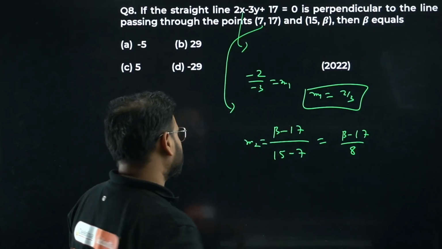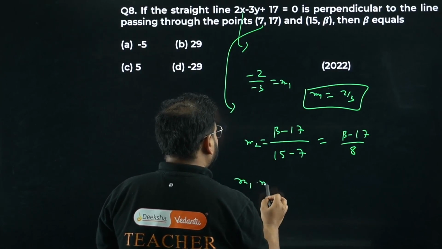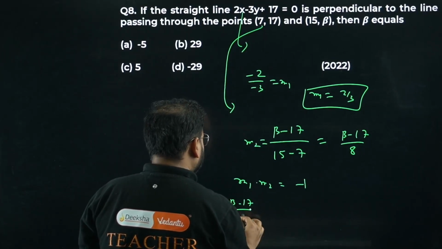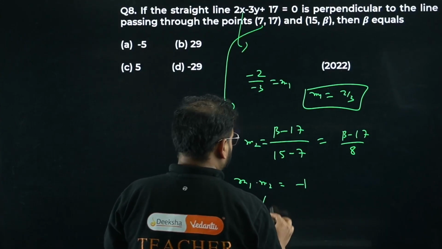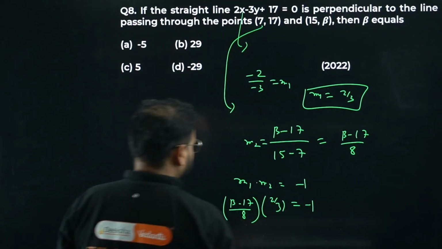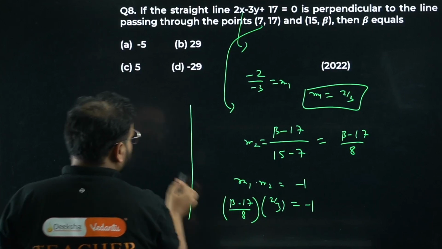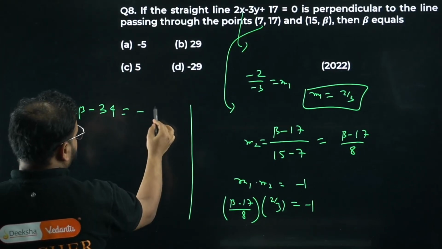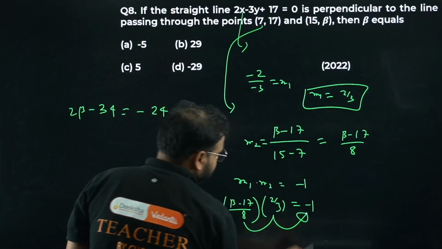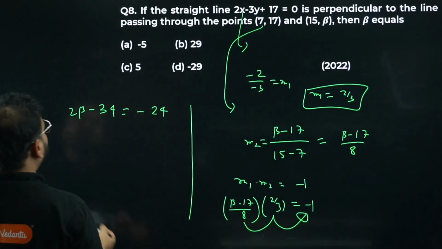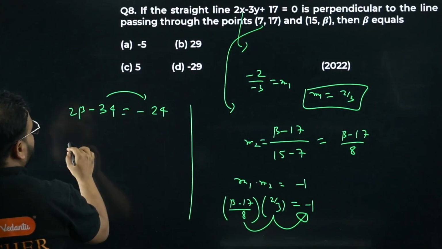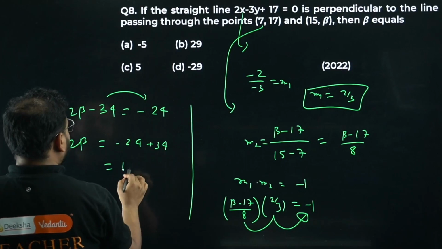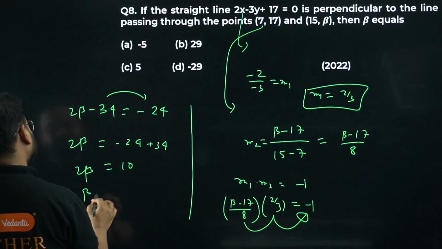Given that it is perpendicular, of course, m1 times m2 equals minus 1. What I get over here, please check. Beta minus 17 upon 8 into 2 by 3 equals minus 1. Cross multiply now. What I'm getting here, please check. 2 beta minus 34 equals minus 24. 8 into 3 is 24 on this side. Bring it on this side. I get 2 beta equals minus 24 plus 34. I get here 10. 2 beta is 10, means beta is 5.